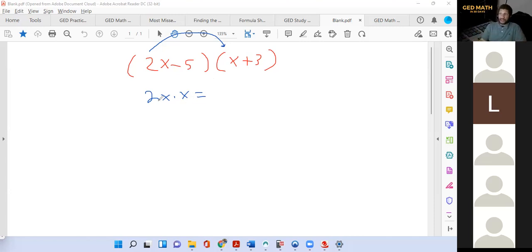So 2x times x. Sorry. So what you don't see is, let me explain: 2x times 1. If you don't see a coefficient, it's a 1. So 2 times 1 is 2. And then x times x is what? What is x times x? We just did it. What's x times x?